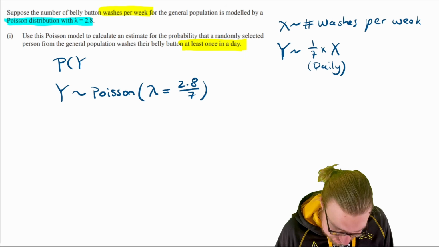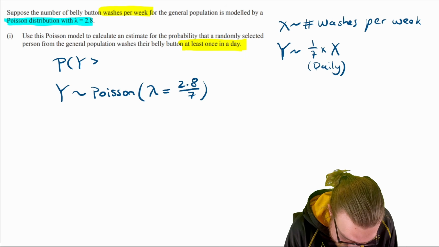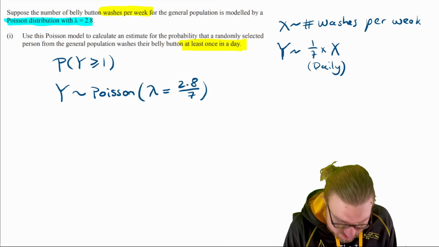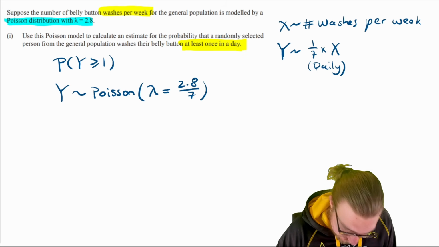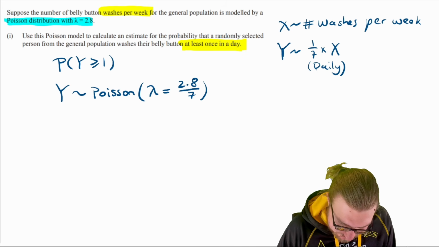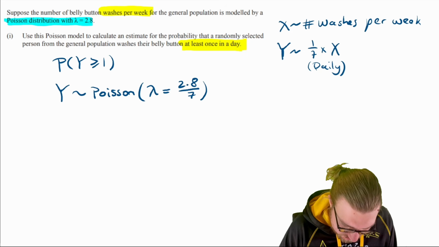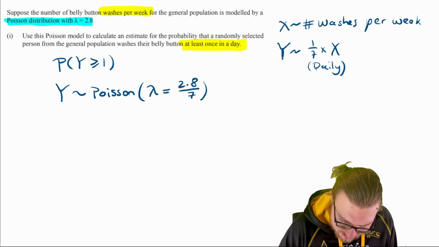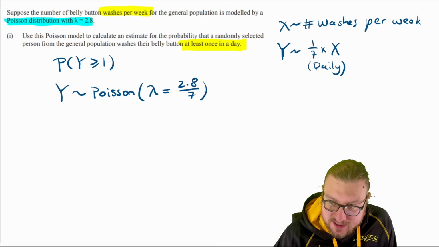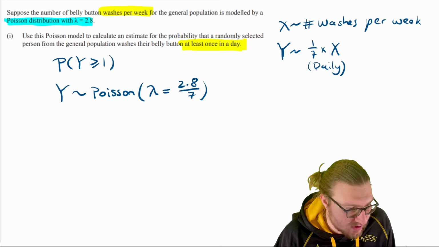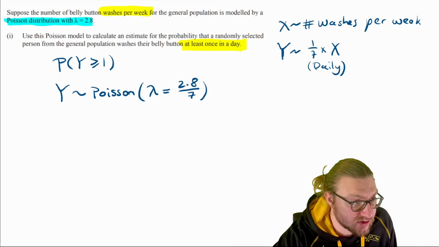Now we need a probability statement. We want at least one per day, and this is what we want to find. However, there's going to be a little bit of an issue here. Remember that when you put this into the calculator, you've got two options. Let's go to the calculator and have a look. You guys will find this when you get into this position as well.